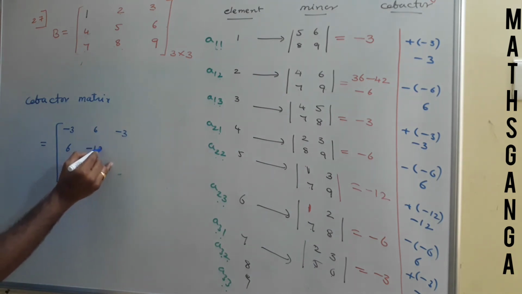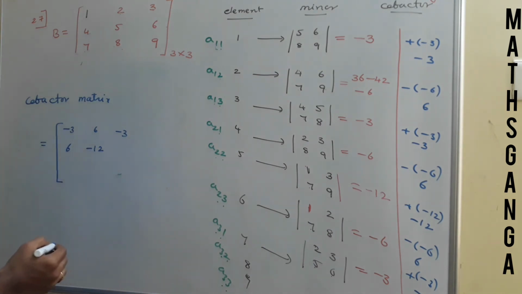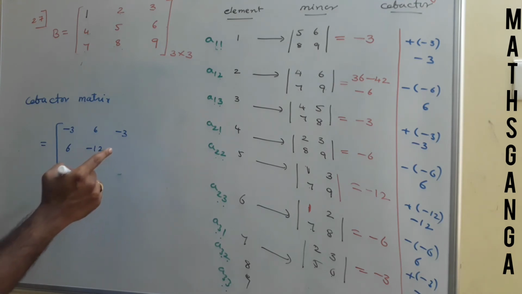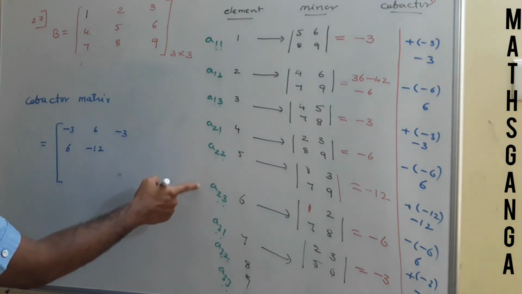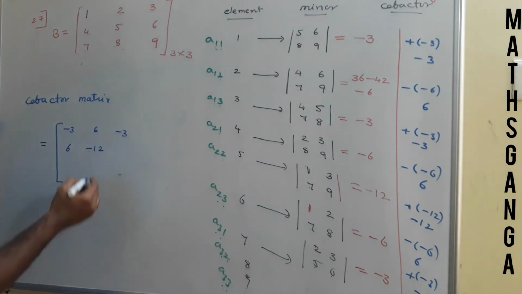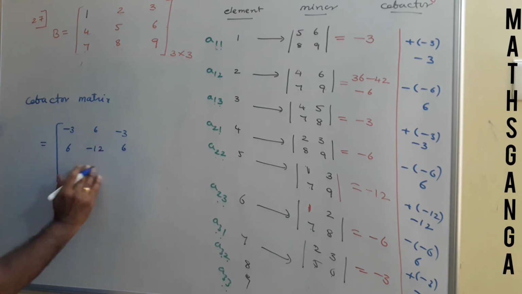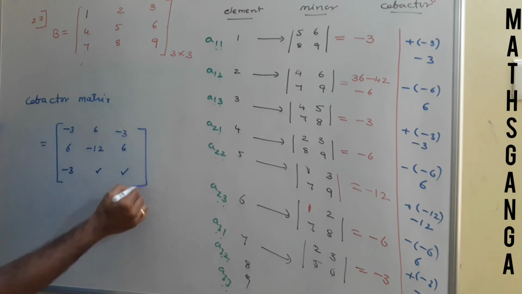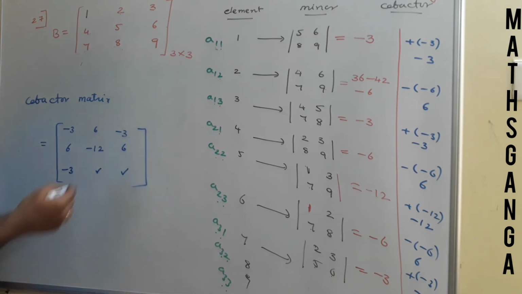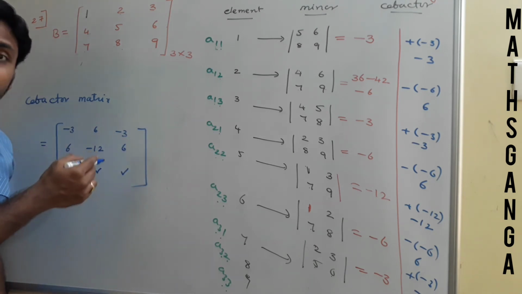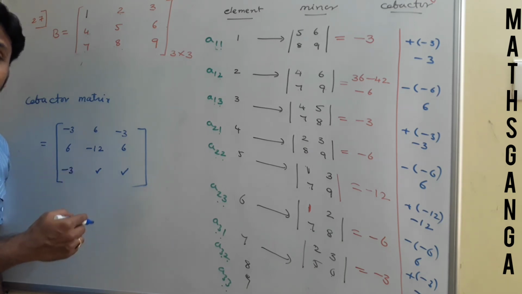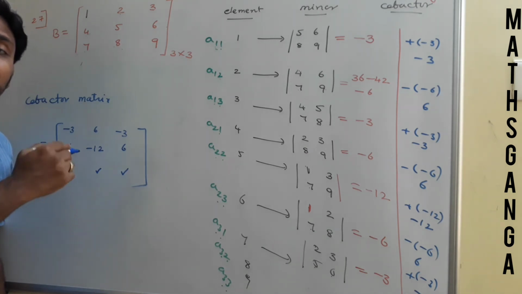6, minus 12, for these three elements, okay, 6, minus 12 and 6. After that, minus 3. So these two elements you won't find here. You just find them and then write there. So this is the cofactor matrix. Since this is the cofactor matrix, its transpose is the adjoint matrix.